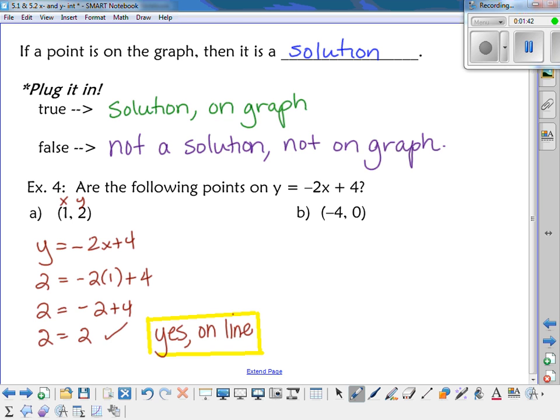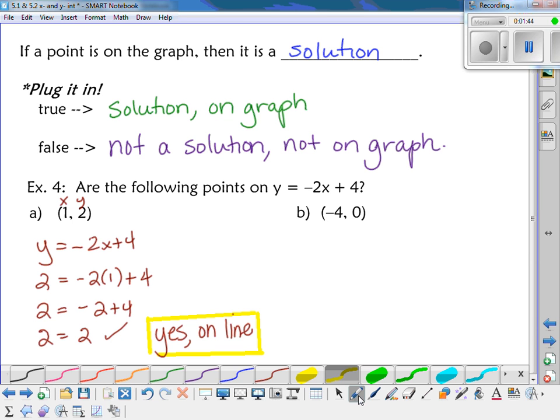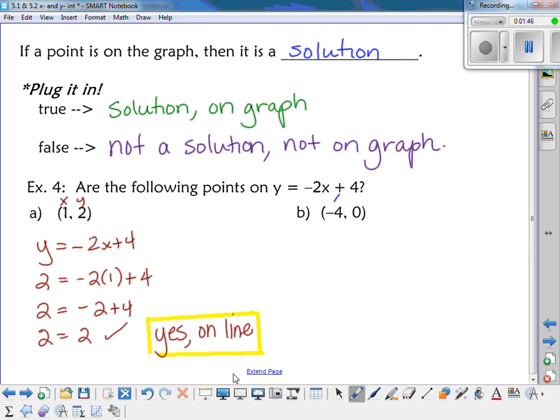Now I'm going to look at the point negative 4, 0. Again, negative 4 is my x, 0 is my y. So where the y is, I put a 0, equals negative 2. For x, I put in negative 4, so negative 2 times negative 4 plus 4. Negative 2 times negative 4 gives me a positive 8. And so when I add 8 and 4, I get 12. 0 does not equal 12, so that one is not on the line.